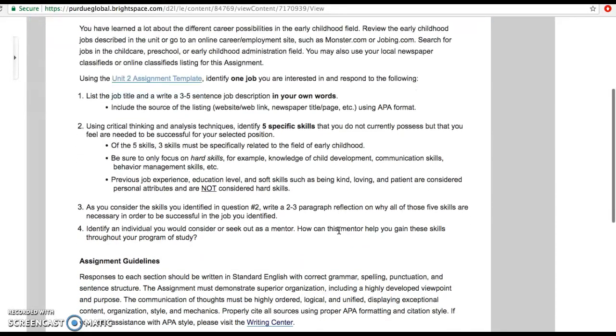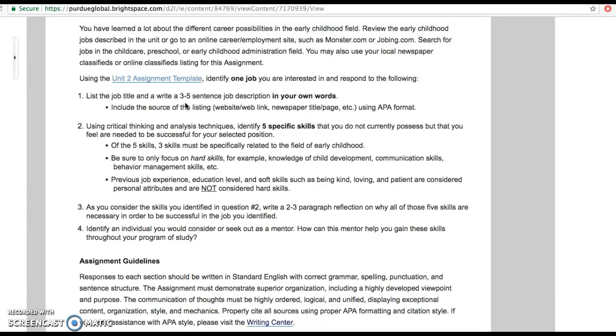The next change is that they're going to be focusing on critical thinking and analysis techniques. They're going to identify 5 specific skills that they do not currently possess, but hope to possess because they feel those skills will help them be successful in the position that they have located. 3 of the skills must be related to the early childhood field. Their focus is going to be on hard skills, not soft skills.